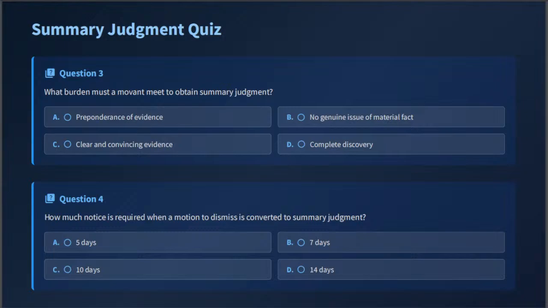Any takers on question 4? How much notice is notice? Now, this is sending notice is required when the motion to dismiss is converted. As soon as it's converted, then there's a notice due. How many days before the hearing?